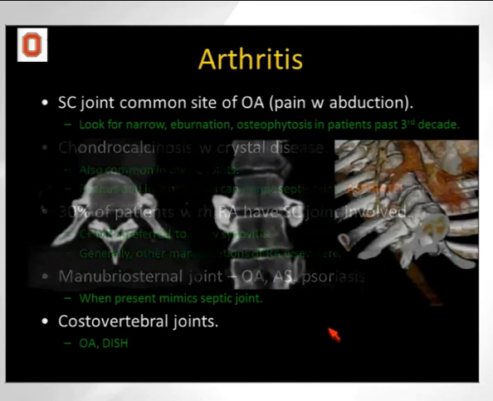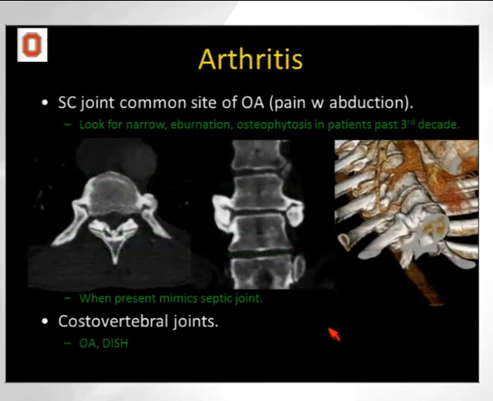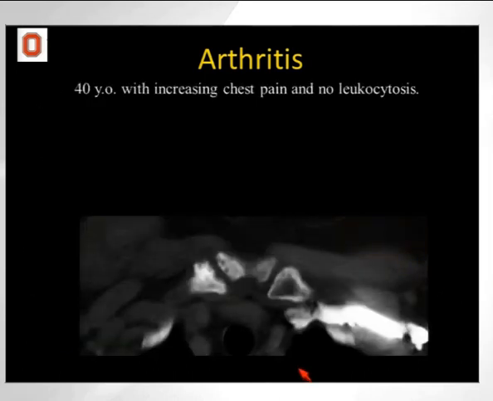And in the costovertebral joints, I just wanted to share with you a very interesting finding, because in patients with DISH, you can get hyperostotic changes in the rib. It can be quite dramatic, so that it looks like Paget's disease, because the cortex will be very thick. The bone will be enlarged, but you'll have the very classic manifestation of the hyperostosis from diffuse idiopathic skeletal hyperostosis.